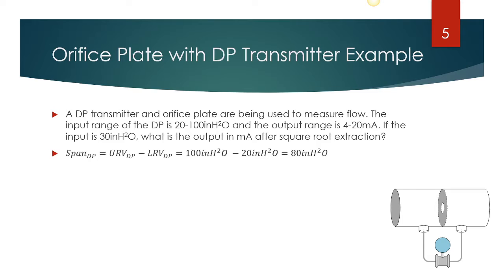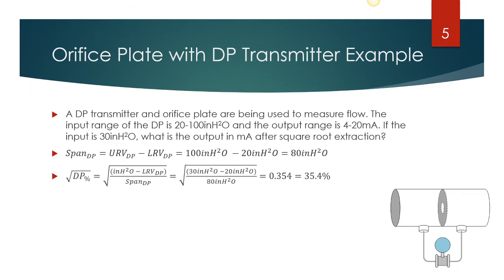So our first formula is a simple one that we've been used to. The span of our differential pressure is just our upper range value subtracted by the lower range value. And in this case, we have 100 minus 20, which gives us a span of 80 inches of water. And we're going to need that for this calculation. So we're going to take whatever value that we get and subtract it from the low range value, because remember, 30 inches of water column is how far we've moved from 20. So we've actually only moved 10 inches of water column in our specific span. So that's what this numerator is giving us here.